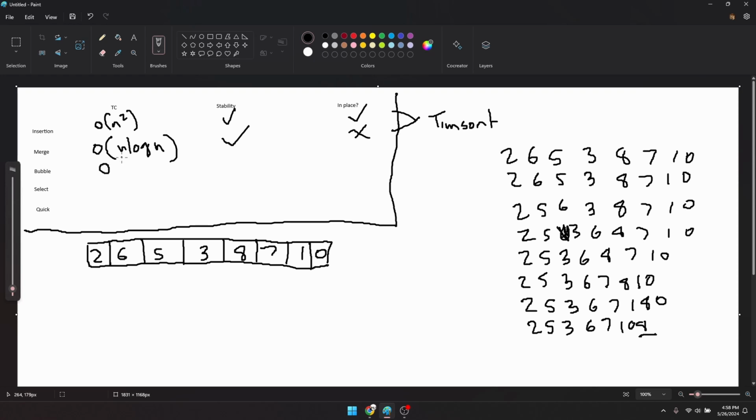So the time complexity of bubble sort is going to be n squared. It's going to be unstable because of all the swapping done, and it's also going to be in place. Overall, just a generally terrible sorting algorithm.